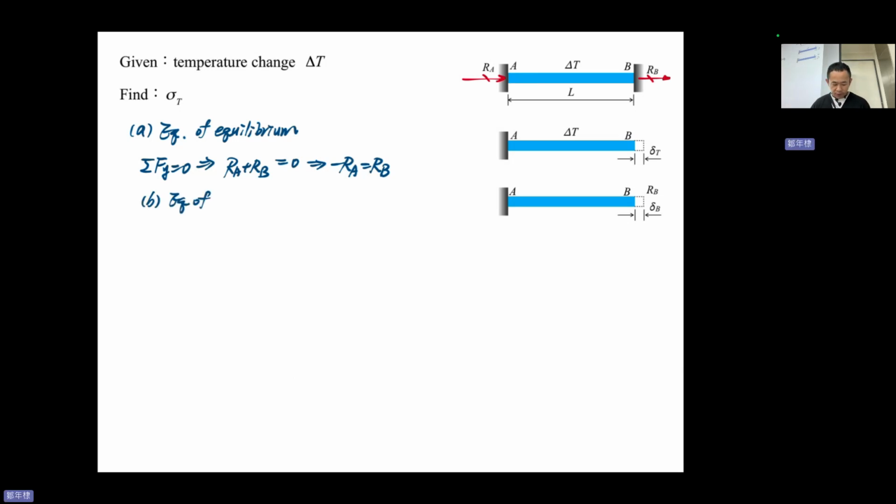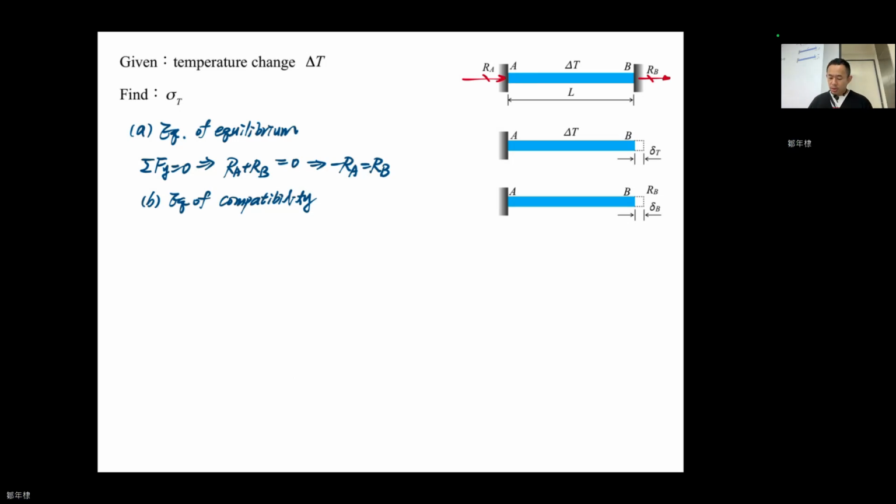Second one, the equation of compatibility. Okay, right. So now this is a little bit tricky here. I need you to pay attention to this.